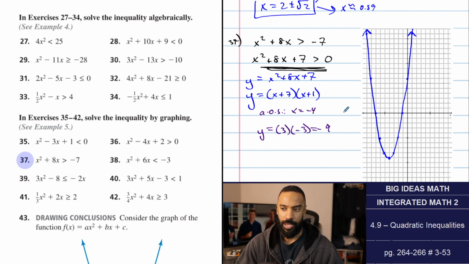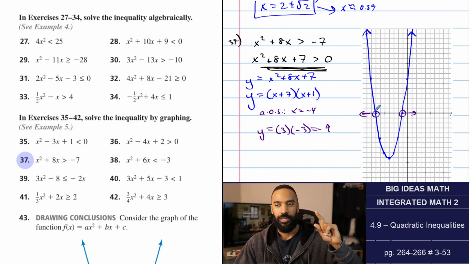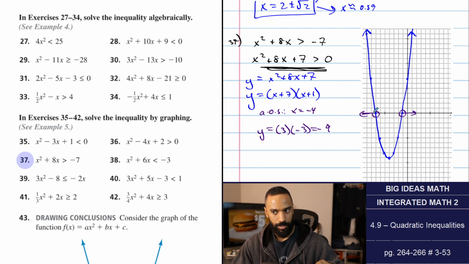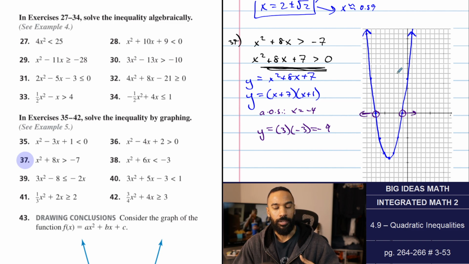So the x-intercepts wouldn't get you greater than 0 right here. No. But the ones to the left of this and to the right of this would. Greater than 0. Give you positives. So less than -7, right? Those are my critical values. And right of -1.